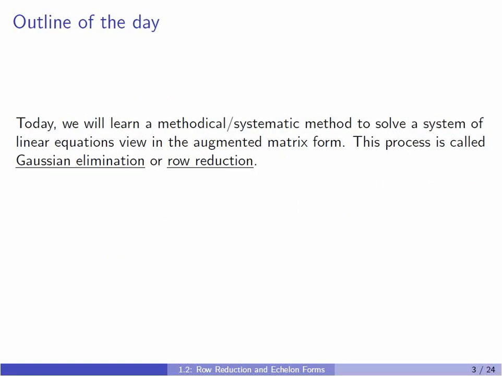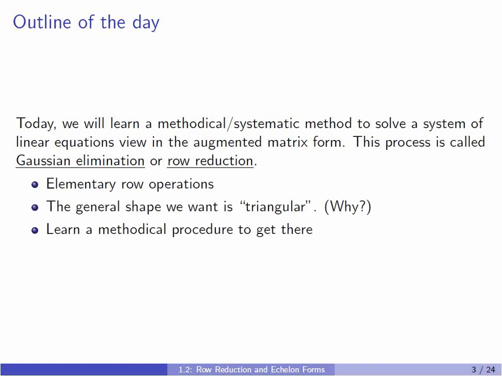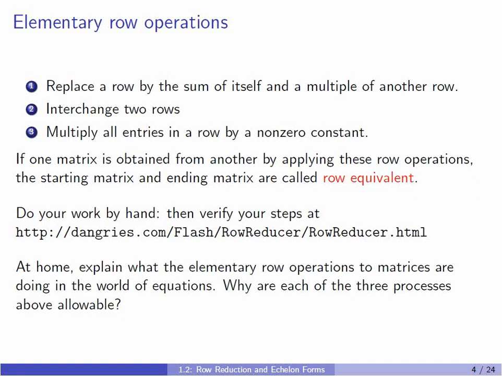So the main goal is to learn this method that is used to solve a system of linear equations. We will look at linear equations not most of the time in their original form, but in this recording device called a matrix, and more specifically we'll look at this augmented matrix. The algorithm we're learning is called Gaussian elimination, or Gauss-Jordan elimination, or row reduction. We will first look at reviewing the elementary row operations, and then talk about the kind of shape we want, which looks sort of like a triangle, and we'll talk about why that's useful, and then we'll learn a methodical procedure to get there.